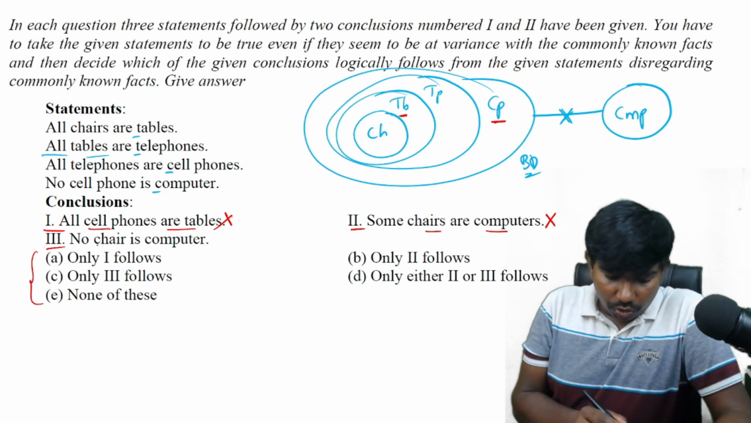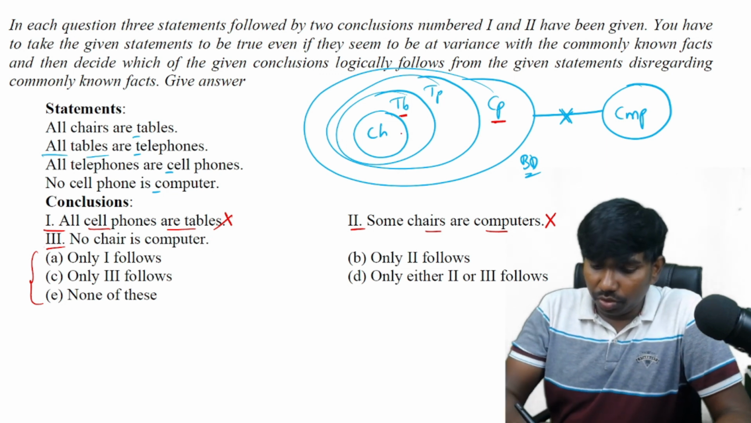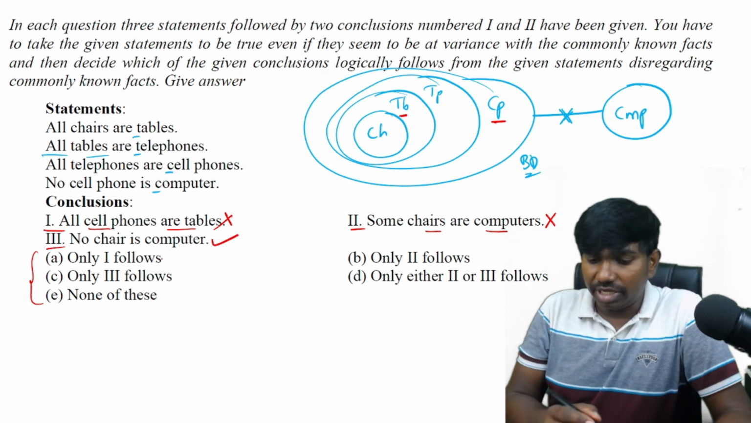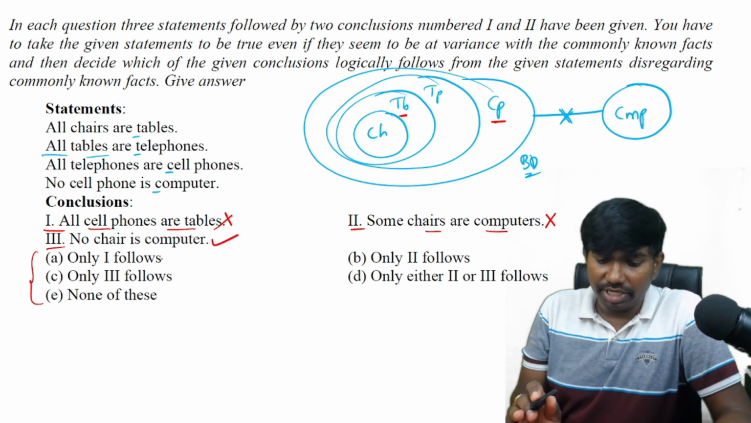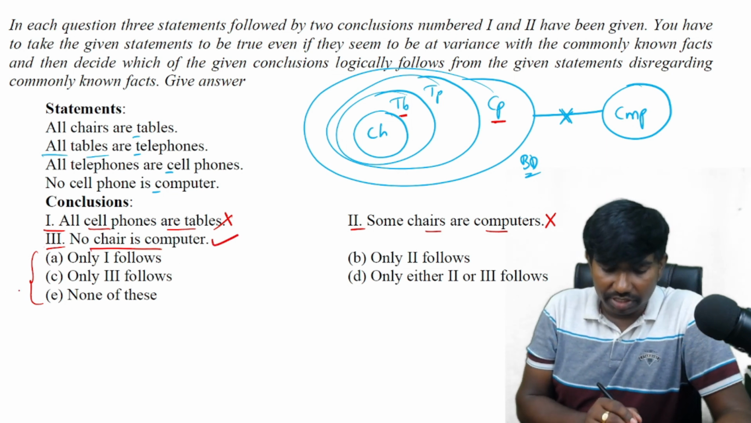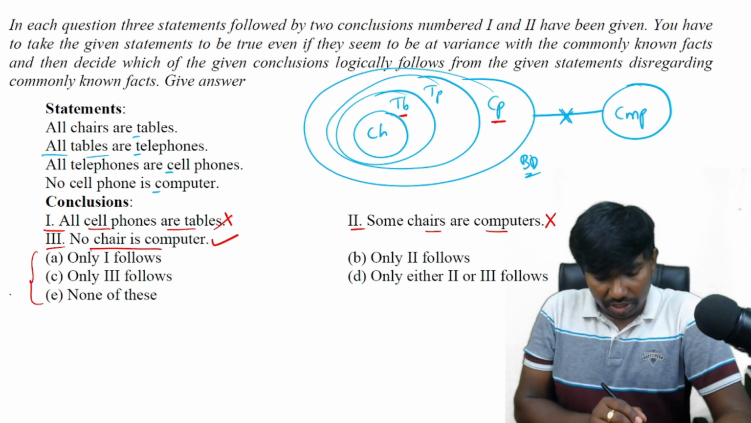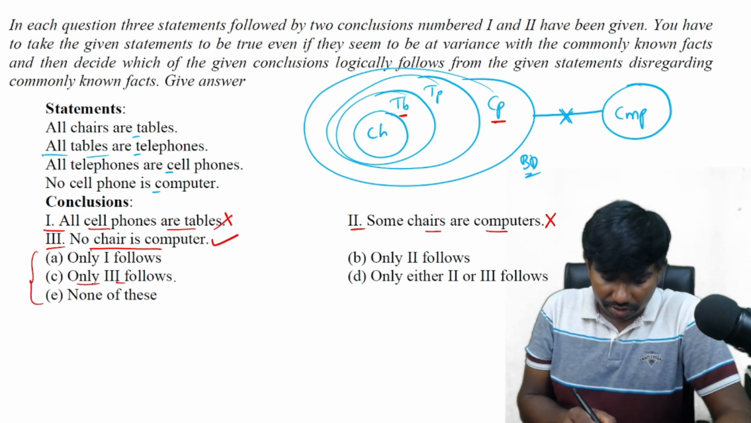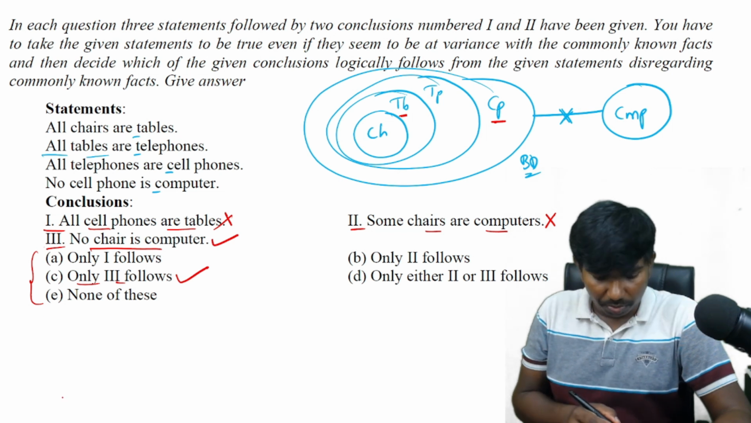Next, no chair is computer. It is always true, correct? Because they can never intersect. In any possibility, they can never intersect. So that's why it is true always. So the answer is only conclusion 3 is true. Only conclusion 3 follows. Option C.